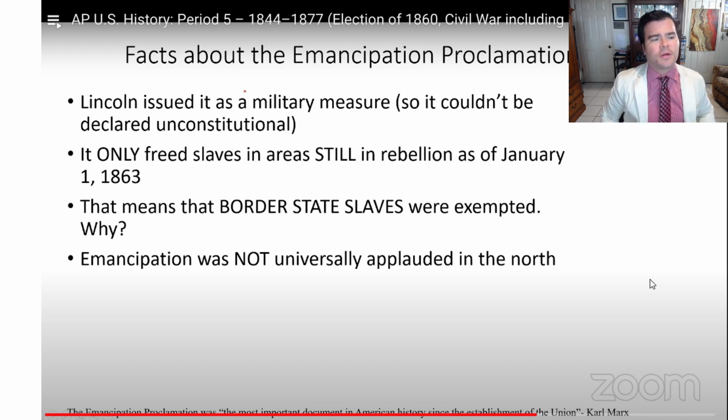Facts about the Emancipation Proclamation. Remember, the 13th Amendment will happen later, guys, because an amendment is way harder to change and get rid of than a law. So this is an executive order, right? Emancipation Proclamation. Lincoln issues it as a military measure. And so you couldn't say, oh, it's unconstitutional, it denies the right to property or something like that. Because in times of crisis, military measures overrule that, right?